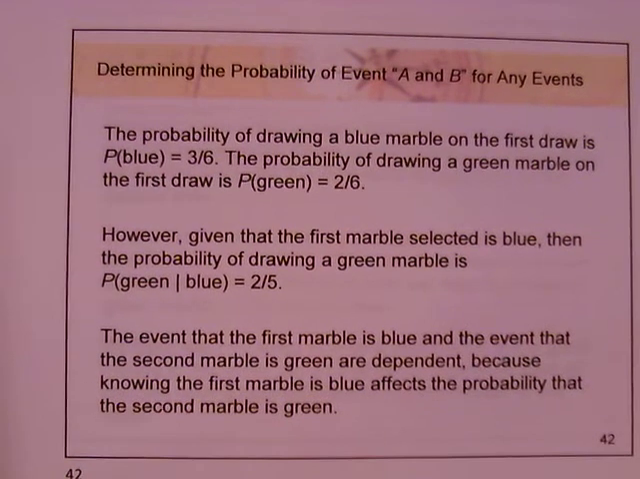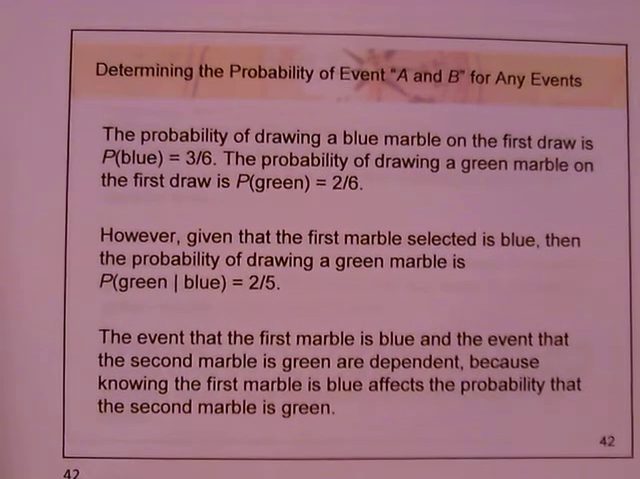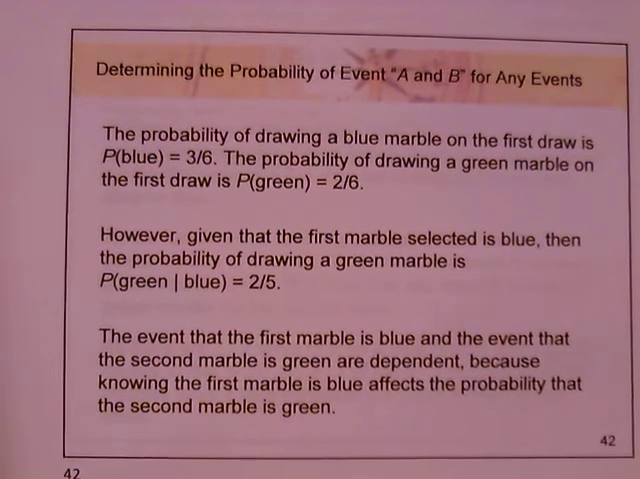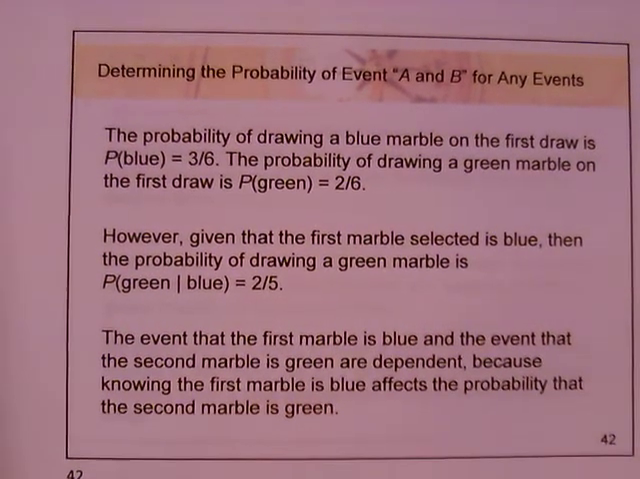The event that the first marble is blue and the event that the second marble is green are dependent, because knowing that the first marble is blue will affect the probability that the second marble is green.